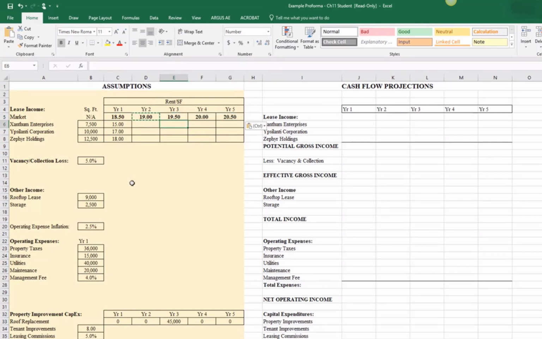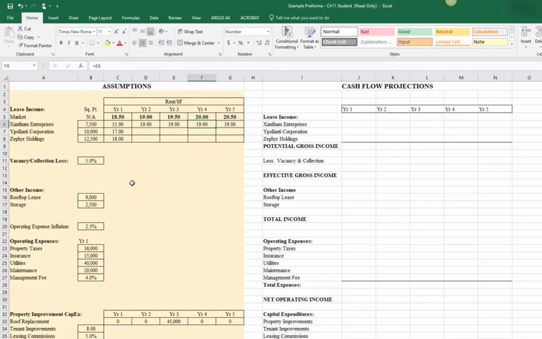And then down here in this section, I'm going to put in the rents that are going to be applicable to each of those tenants for those years. So Xantham is going to expire at the end of year 1, and they're going to pick up the market rate in year 2 when they sign a new lease. That's the assumption, that they're going to have a new lease. And so what I'm going to do is refer to the market rate for the time that they sign that lease, and they're going to sign a new lease for $19. Now their lease is going to stay at $19. It's a flat lease, and so I'm going to continue that for the next few years.